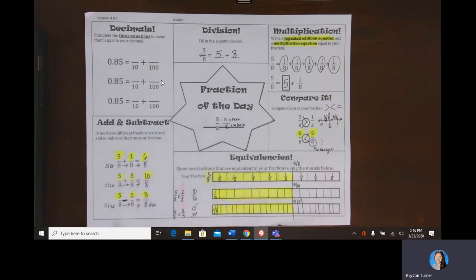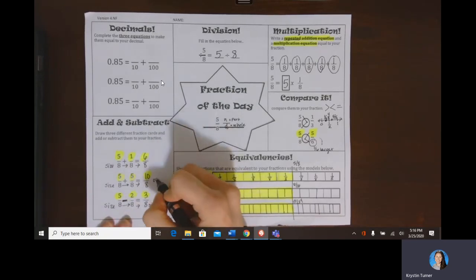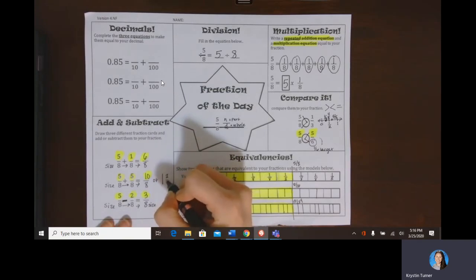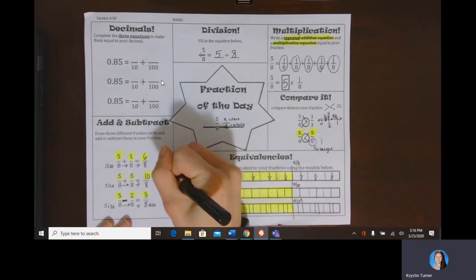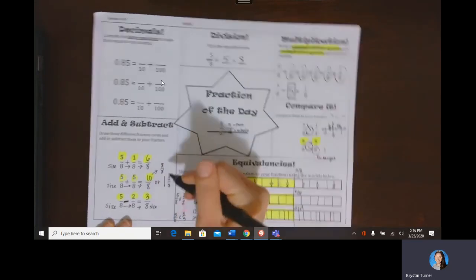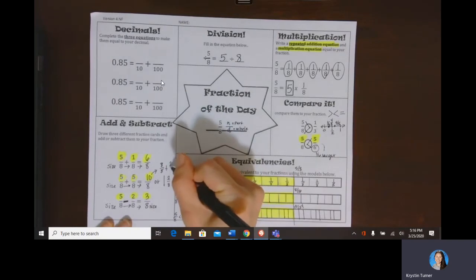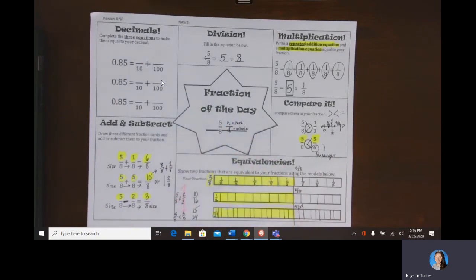For an improper fraction like 10/8, we can also write that as 1 whole and 2 more 8ths, right? Knowing that if I took this 10/8, that would be the same thing as 8/8, which is that 1 whole, plus 2 more 8ths, since 8 and 2 make 10. That should be review for most of us.